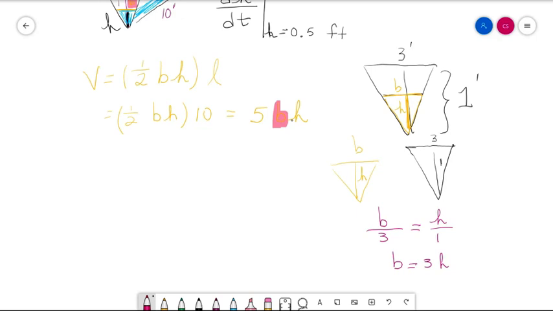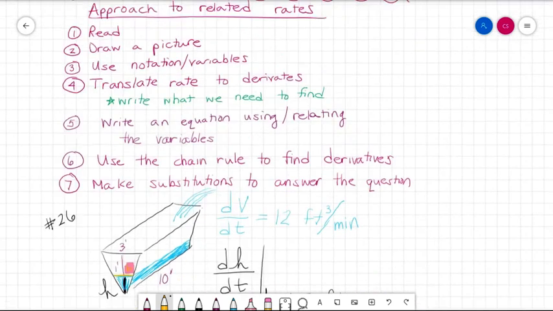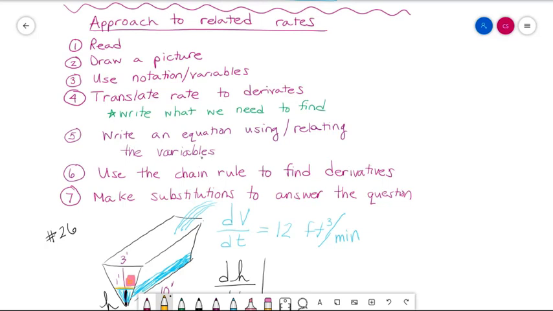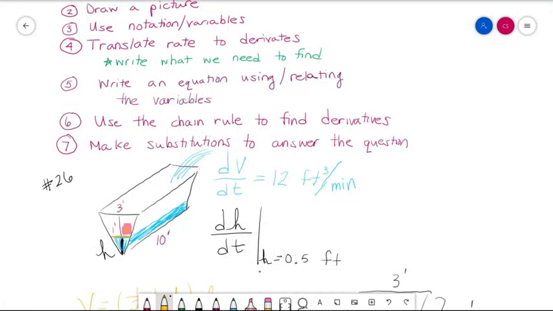So 5BH is going to become, the volume is going to become 5 times, B is now 3H, and then times H. So the volume is 15H squared. Okay, so there's our formula relating our two variables that the problem's dealing with. And now remember, this is what we're trying to find, dH dt when the height is 0.5 feet. So we have to use the chain rule to find the derivatives.